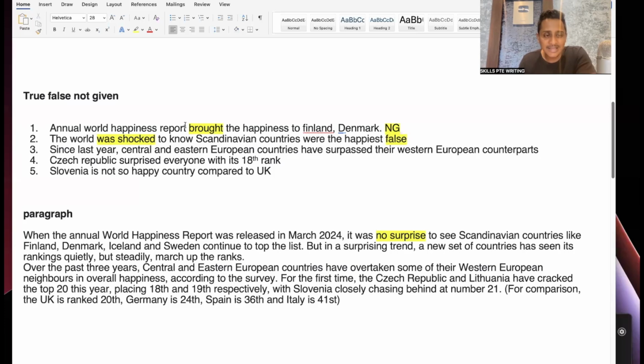Very straightforward thing. Since last year, Central and Eastern European countries have surpassed, meaning to cross, to overcome, to win, their Western European counterparts. What's the answer? Punch, all good, very good. But Punch, you're wrong. What is the answer? Very good, Hira. That's the answer. How about others? What is the answer? Anybody? Very good, Shubham. How about others?